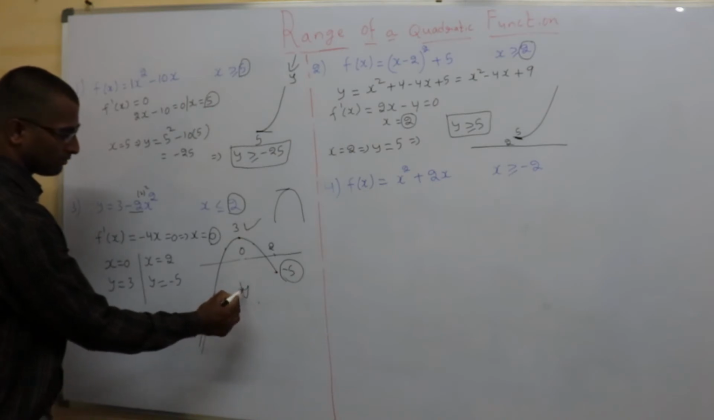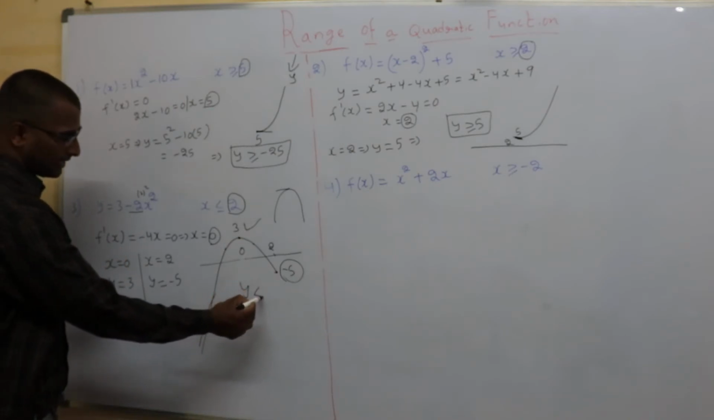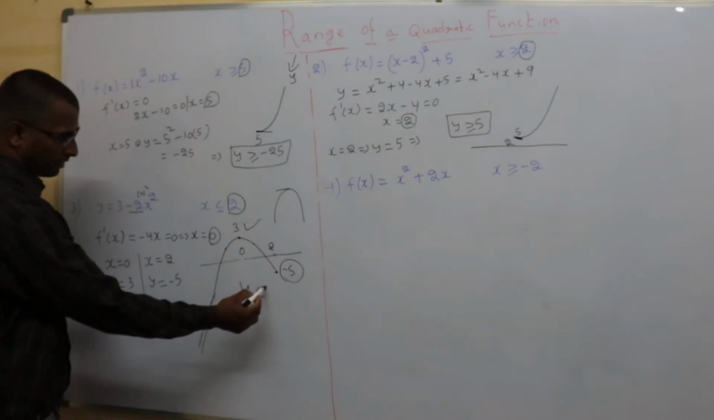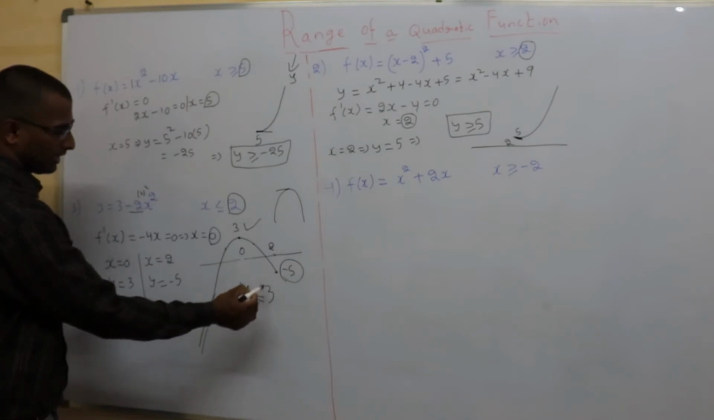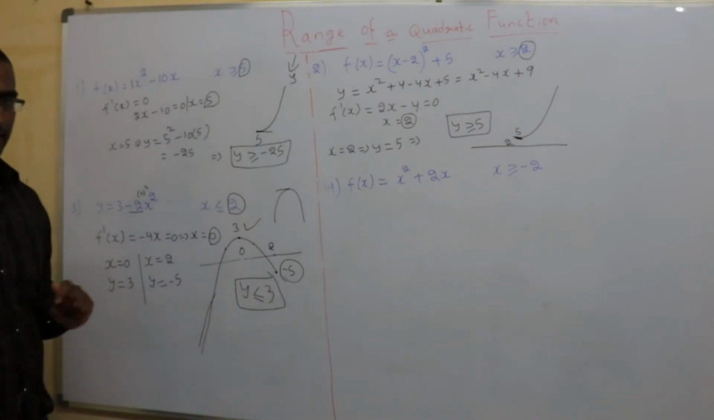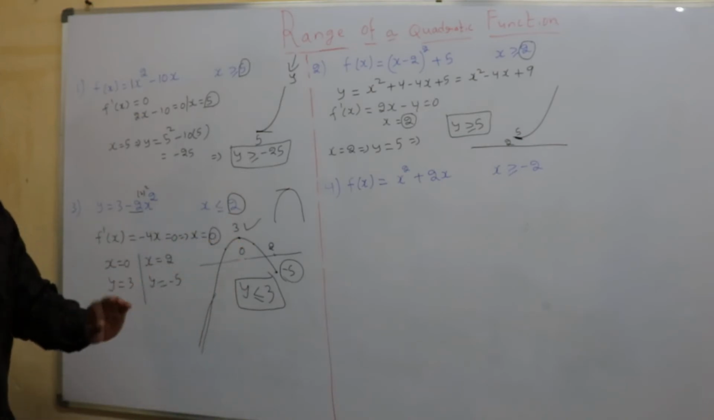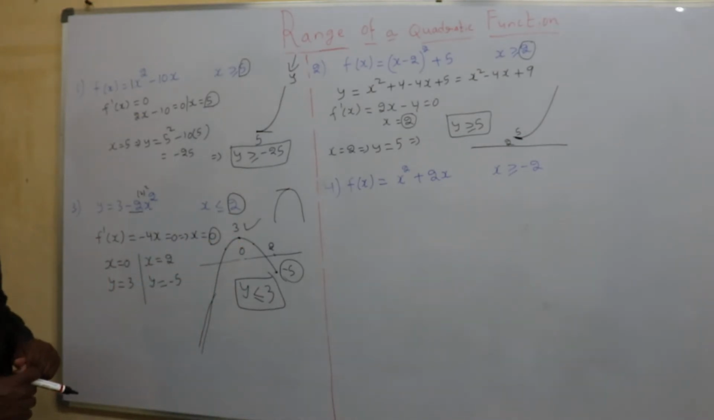I can say that 3 is the maximum point. So my answer is y less than or equal to 3. Is it clear? Whatever values you take, all of them will come less than or equal to 3 only.